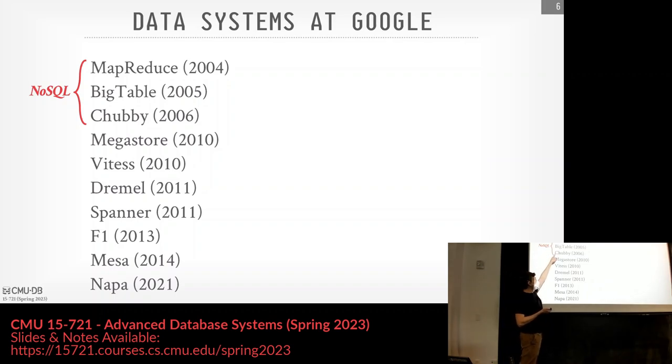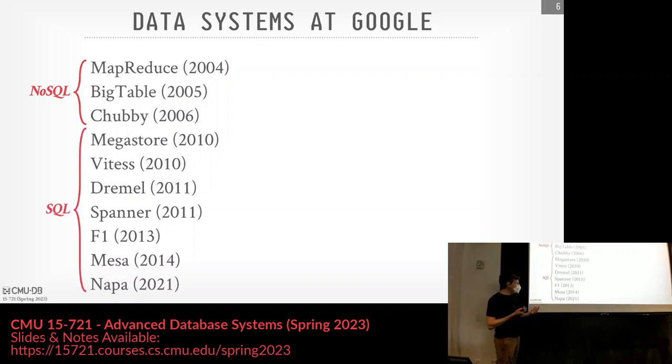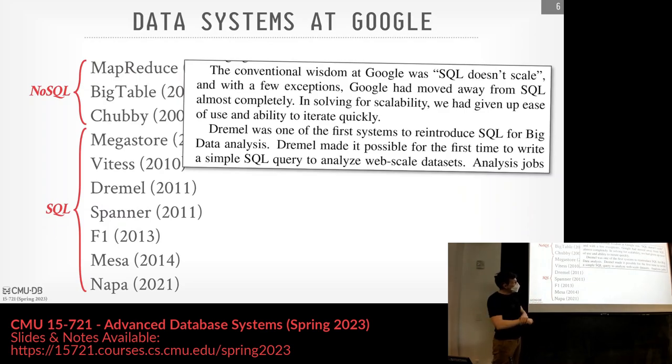So all the systems they were building internally and then publicly talking about were not using SQL. Chubby was a lock service, which you don't necessarily need a relational database for. But MapReduce and Bigtable were very influential. Then in the 2010s, here are all the systems they put out that were using SQL. If you picked up on this in the Dremel paper, there's a sentence that says in the beginning Google said SQL doesn't scale, and that's why they built all these NoSQL systems. But Dremel was one of the first to bring SQL back into Google. Then people realized, oh yeah, this is actually a good idea. They figured out the stuff we figured out in the 70s, and they started building SQL-based systems.